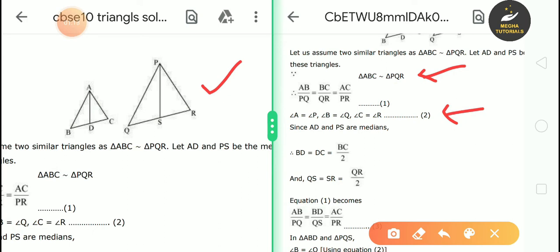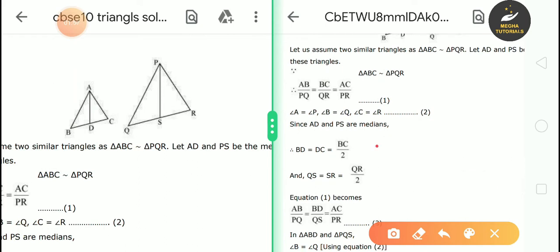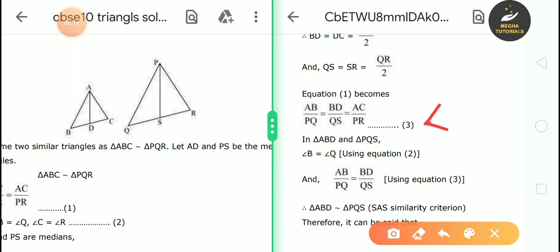This is equation 2. Consider AD and PS. AD and PS are the medians of the triangle. It means BD is equal to DC and QS is equal to SR. So we can write BD is equal to DC is equal to BC upon 2 and QS is equal to SR is equal to QR upon 2. If we put this value in equation 1, we can write AB upon PQ is equal to BD upon QS is equal to AC upon PR. Means in place of BC upon QR, we can write BD upon QS. Let's go ahead. Consider this as equation 3.